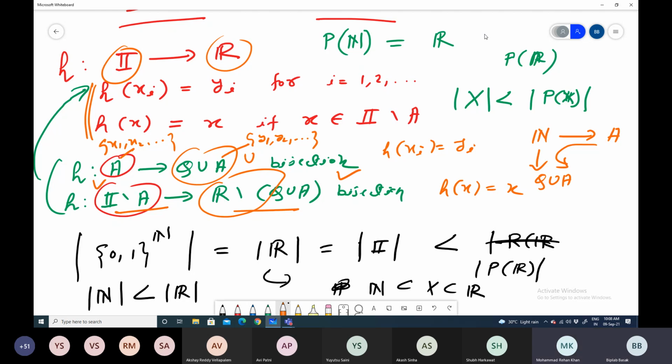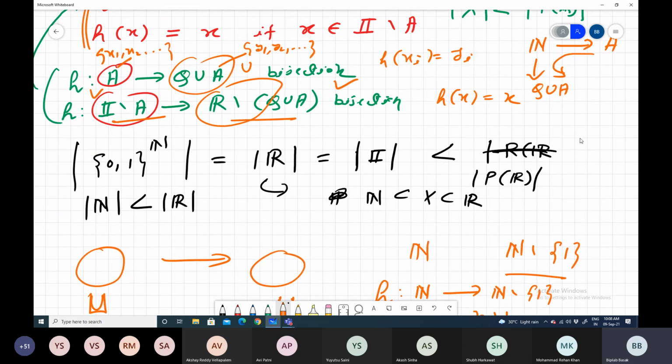Because if it is finite, then you have a surjective function from natural number to A, but you cannot have a bijective function from natural number to A. But if it is infinite, then surjective will imply also injective, bijective as well. We proved that in the last lecture.